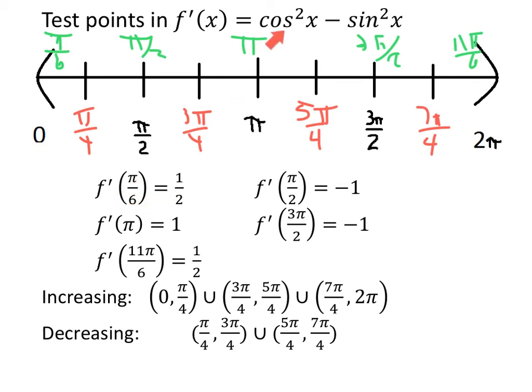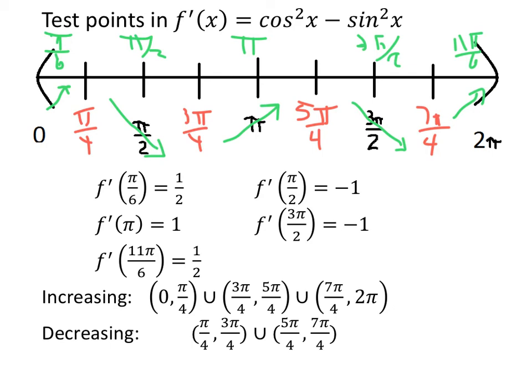Pi over 6, substitute in my derivative, I get 1/2. It's positive. That's what I care about. So here, I am increasing. When I put in pi over 2, it gives me an output of -1, so I'm decreasing. Pi gives me an output of 1 in my derivative, so I'm increasing. 3 pi over 2 gives me an output of -1. And 11 pi over 6 gives me a positive 1/2.